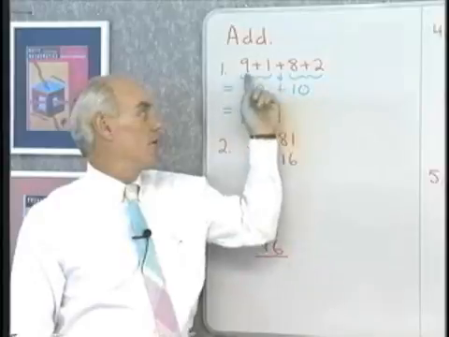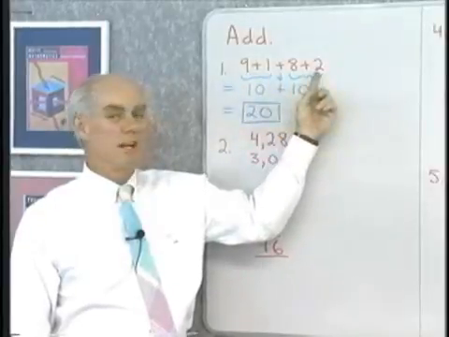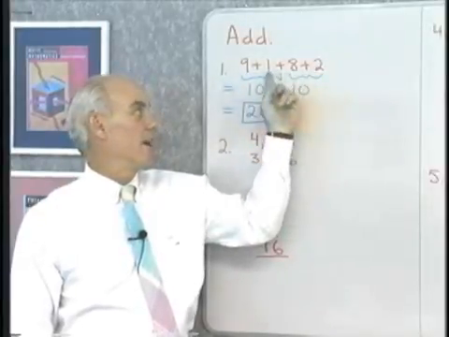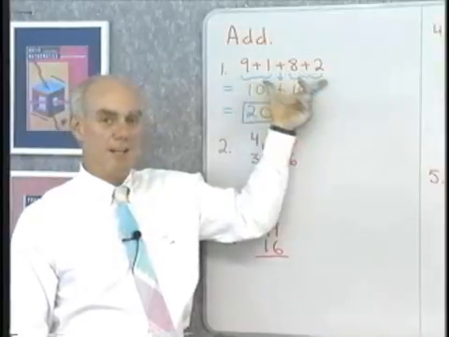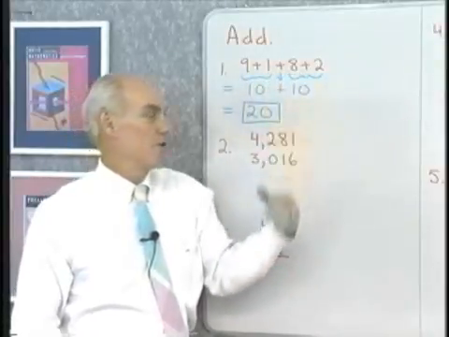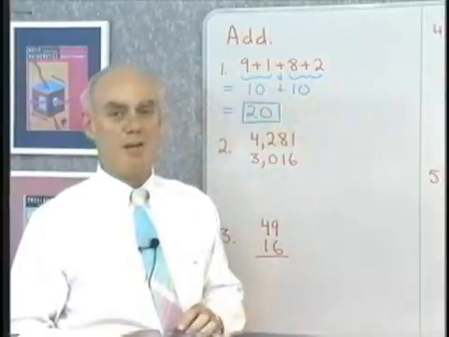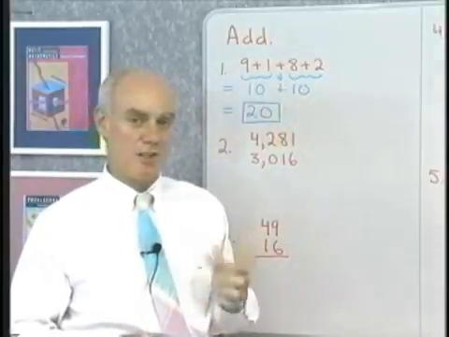So I can work this problem this way by grouping the numbers together 2 at a time. If I wanted to, I also could have added the 9 and the 2 together, and then to what I get there, add the 1 and the 8. Or I could add 9 and 1, then to that add 8, and then to that add 2. So the commutative and associative properties tell us that we can add and regroup in any order we want as long as it's all addition.